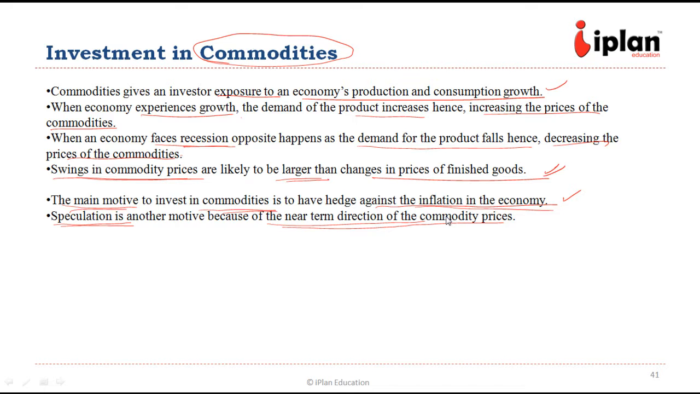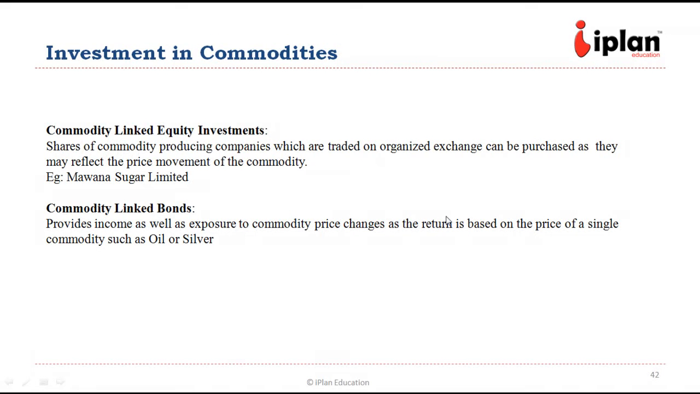Let us move to the next slide. Commodity linked equity investments. There could be certain equity investments which are linked to commodities. For example, if shares of commodity producing companies are purchased, it is equivalent to investment in commodities. So if the price of that commodity goes up, the price of the stock will also go up. Similarly, there could be commodity linked bonds. They also provide an exposure to the commodity price. If the price goes up, these bonds will pay the return to the investor. They are based on a single commodity, for example, oil or silver based bonds.